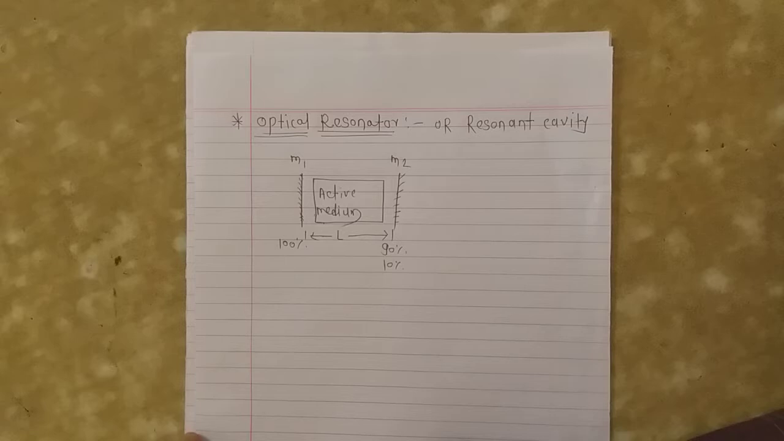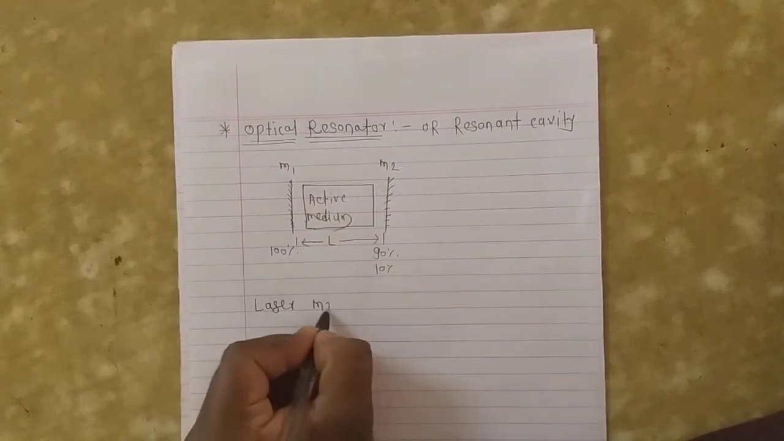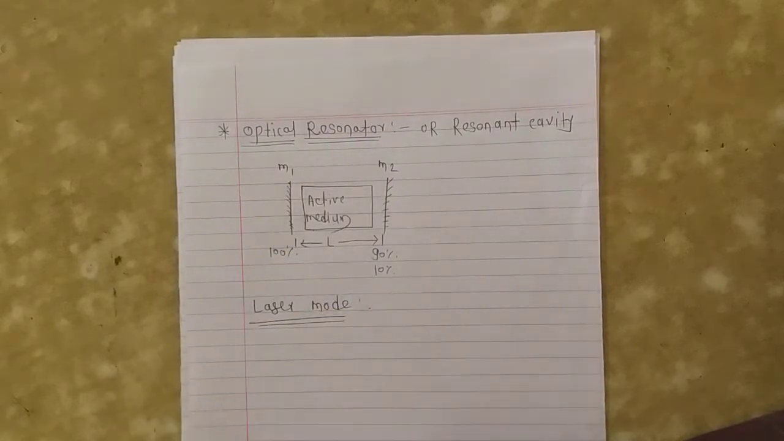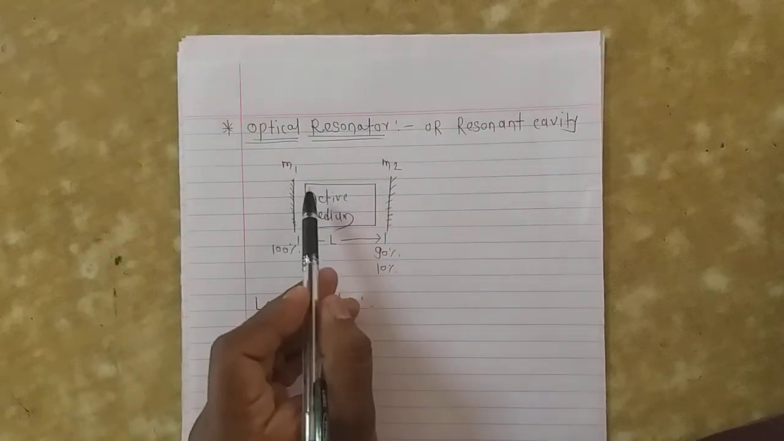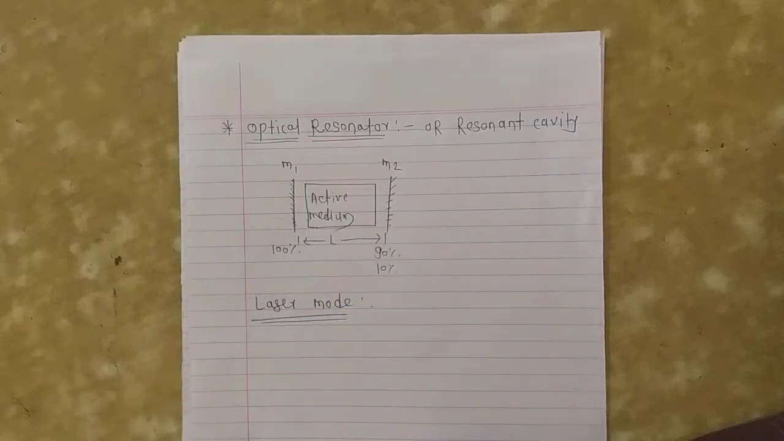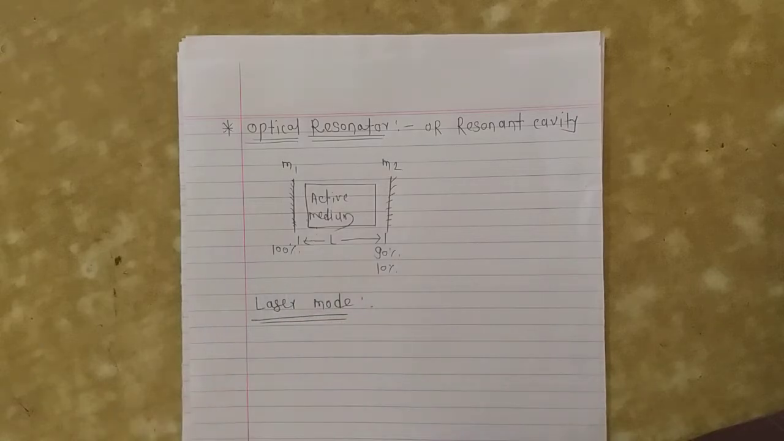There are different types of modes: the longitudinal mode and the transverse mode. But what is meant by laser mode? That is the explanation of the optical resonator we discussed in the previous video. The light again reflects and so provides the optical feedback, and the system acts as an oscillator.